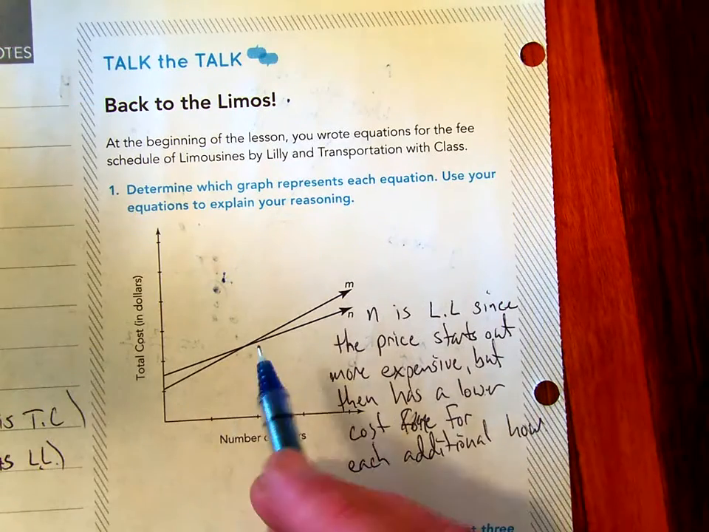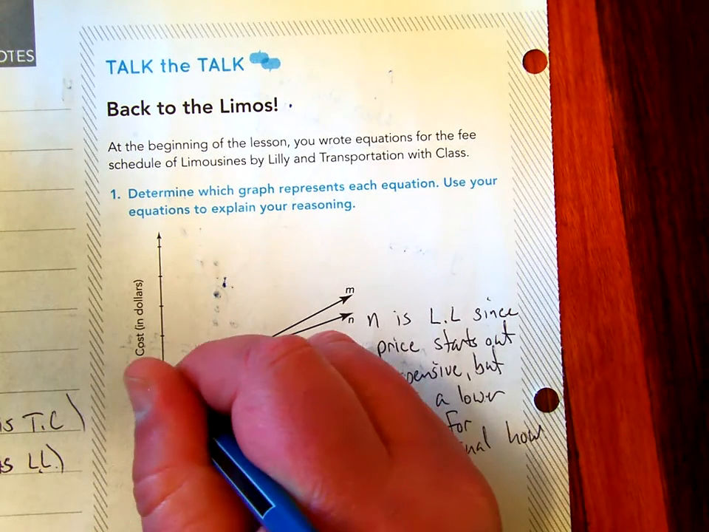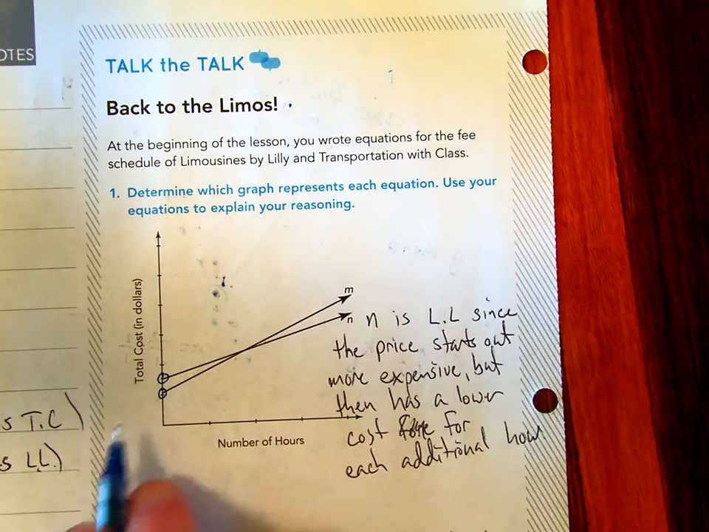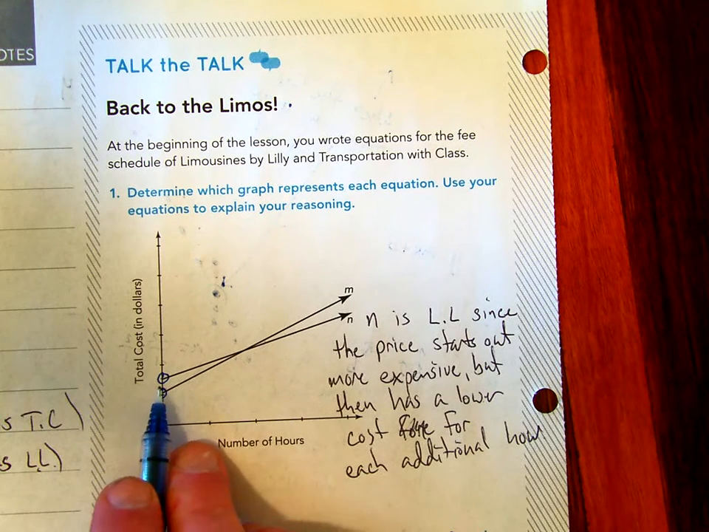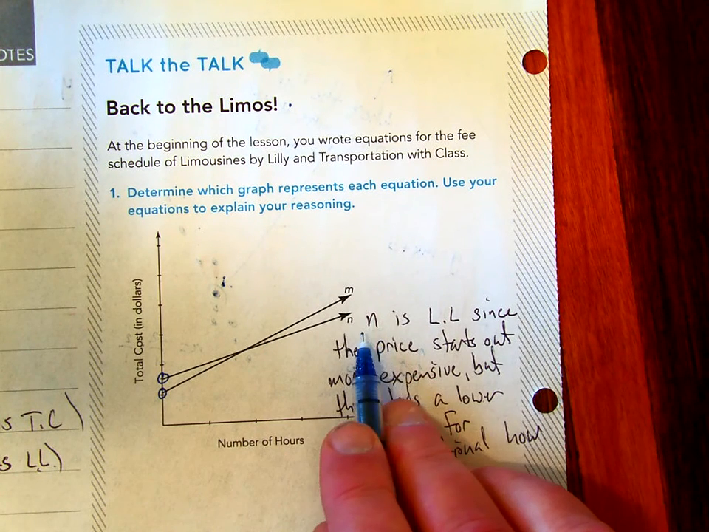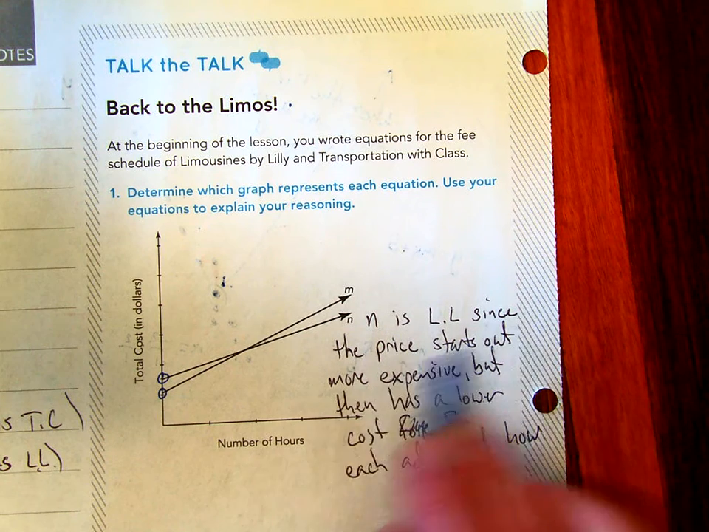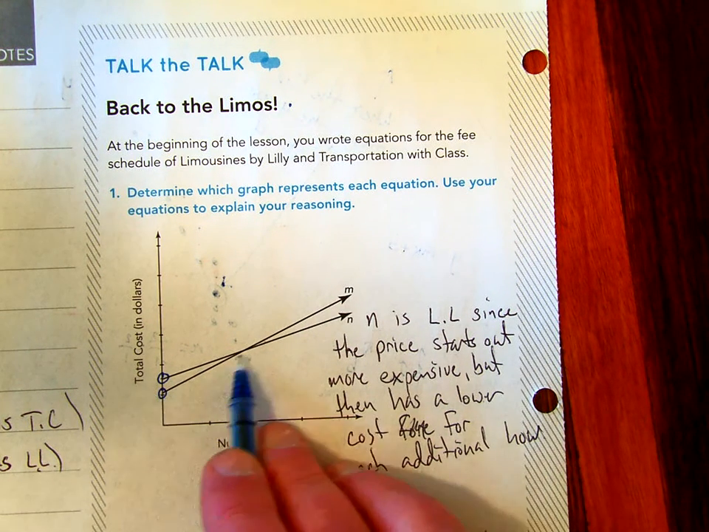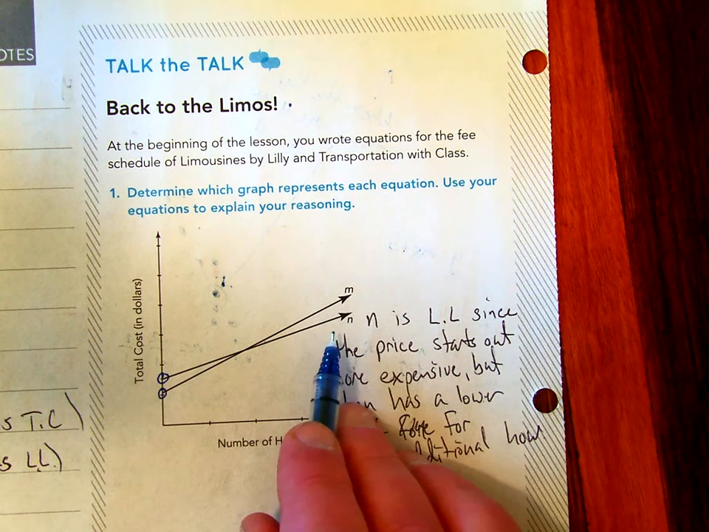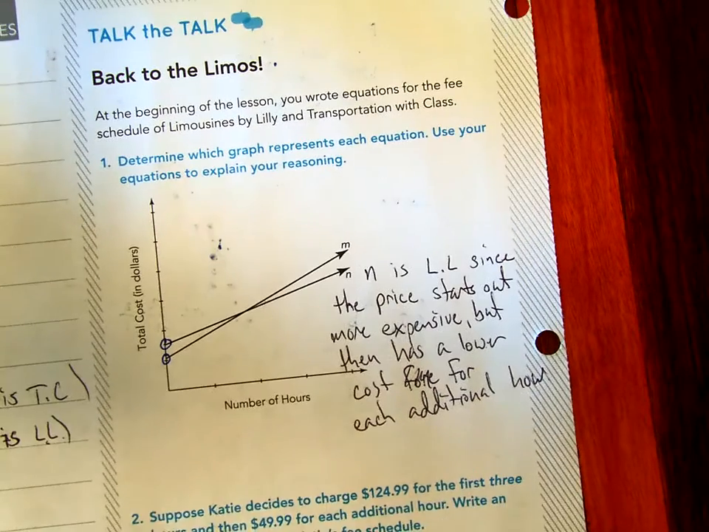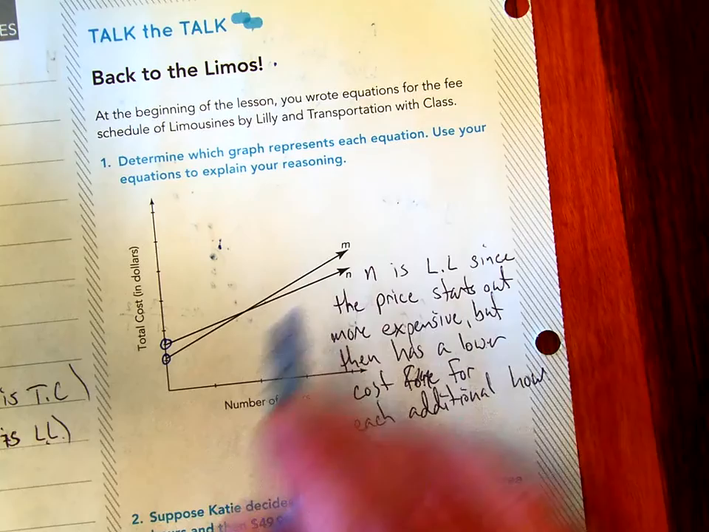So line M has a lower start than line N. N starts off more expensive. That's Limousines by Lilly. Since the price starts off more expensive, but then it has a lower cost for each additional hour, line N has a shallower slope. It's not as steep. And line M is Transportation with Class. It will start off cheaper, but because it has a steeper slope, it gets more expensive.